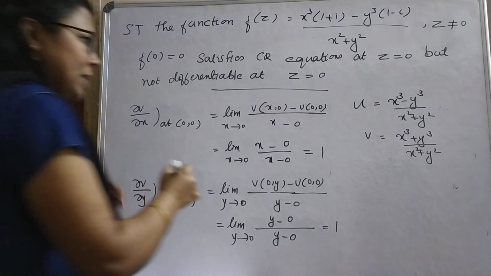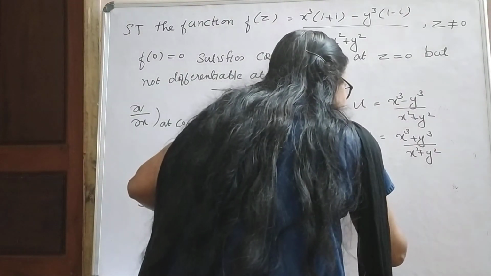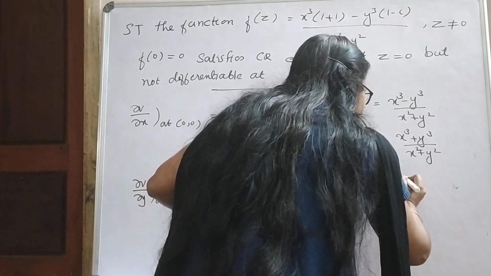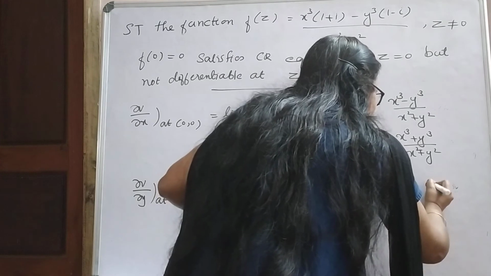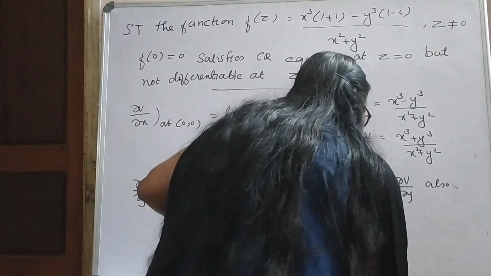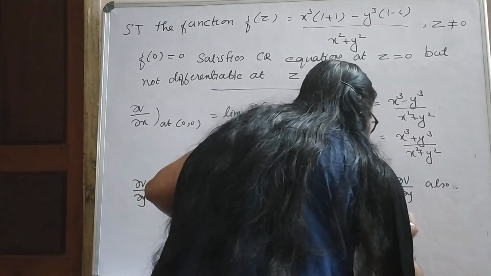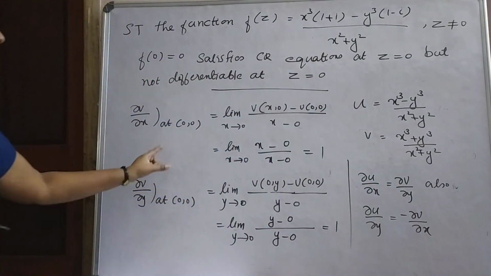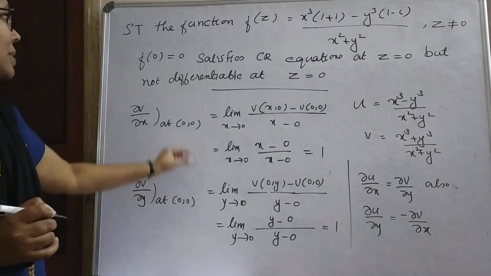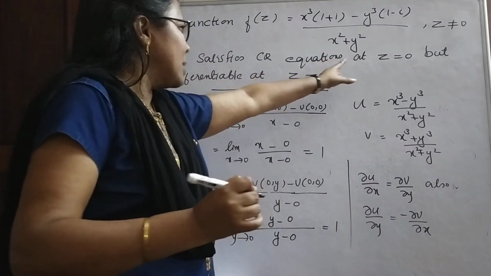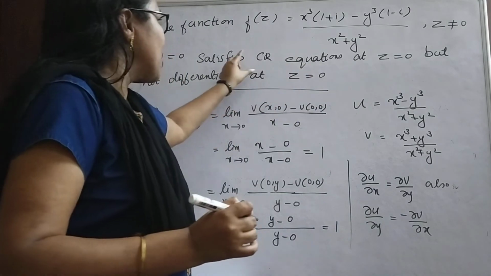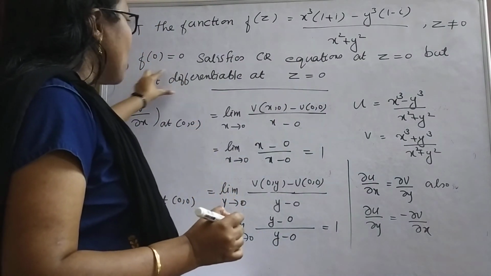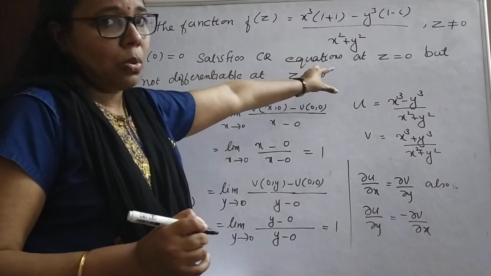Now, it is clear that the CR equations are satisfied at the origin. That is, ∂u/∂x equals ∂v/∂y. Also, ∂u/∂y equals negative ∂v/∂x. Here, CR equations are satisfied at the origin. That is, at z equal to 0, CR equations are satisfied. Now, we have to prove that it is not differentiable at z equal to 0.